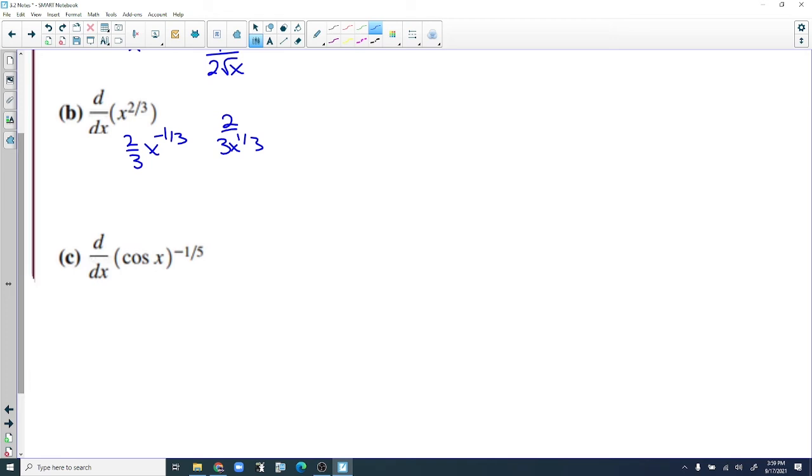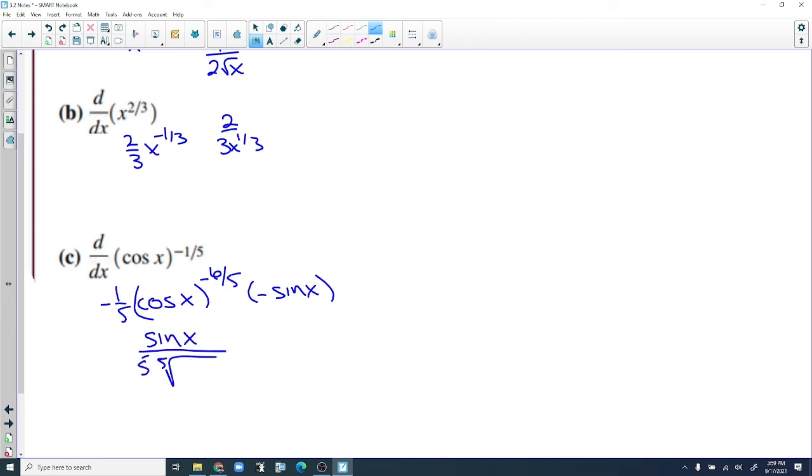And even with this, it's -1/5 cosine of x to the negative, I'll just start over. -1/5 cosine x to the negative 6/5, and then times negative sine of x. So we have negative times the negative is a positive. We have sine of x over 5 times the 5th root of cosine to the 6th x.